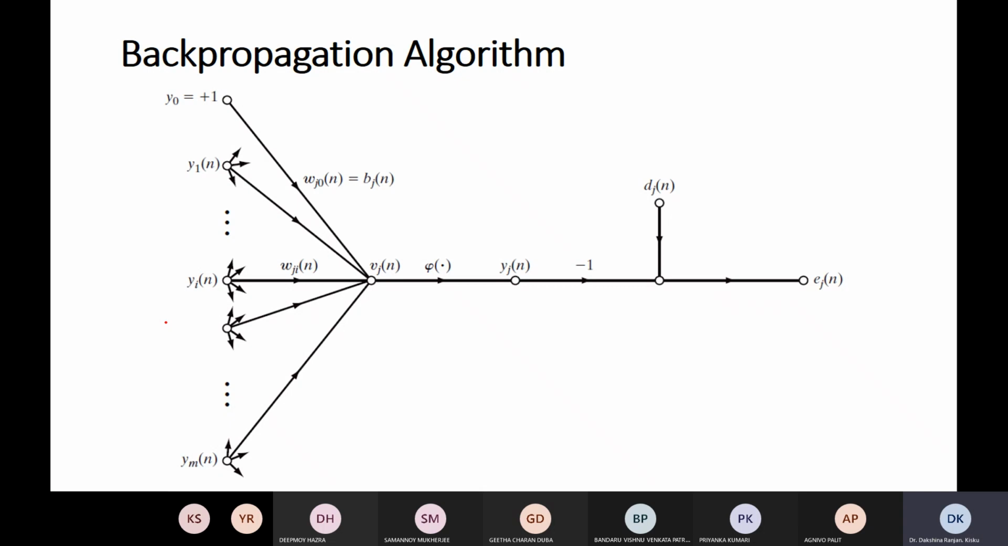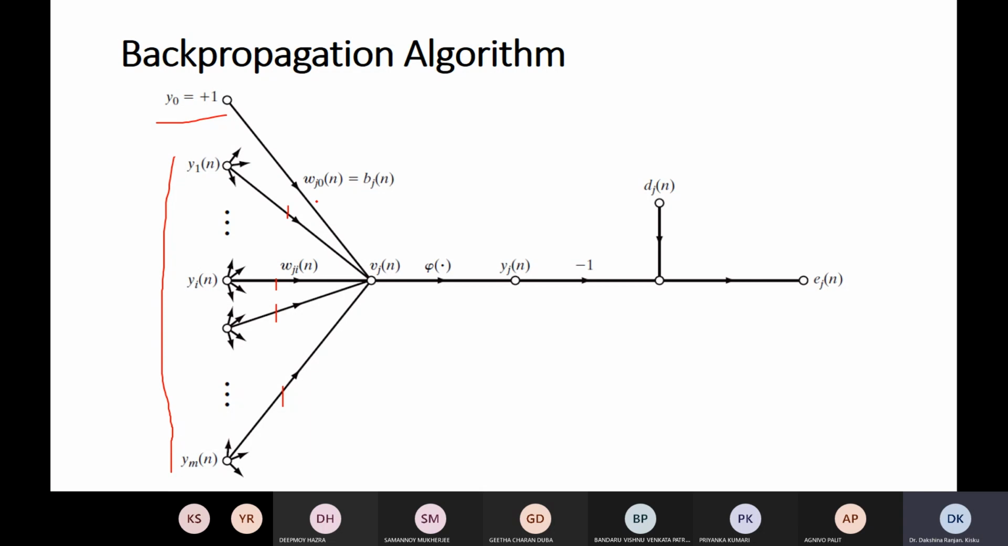If we consider this network, here we are feeding the input signals to all the neurons in the input layer. This y0 equals +1 is the bias, and this set of input signals is the input vector. This input vector is fed to the neurons of the input layer, and then these input signals are propagated through this link to the neurons of the first hidden layer.